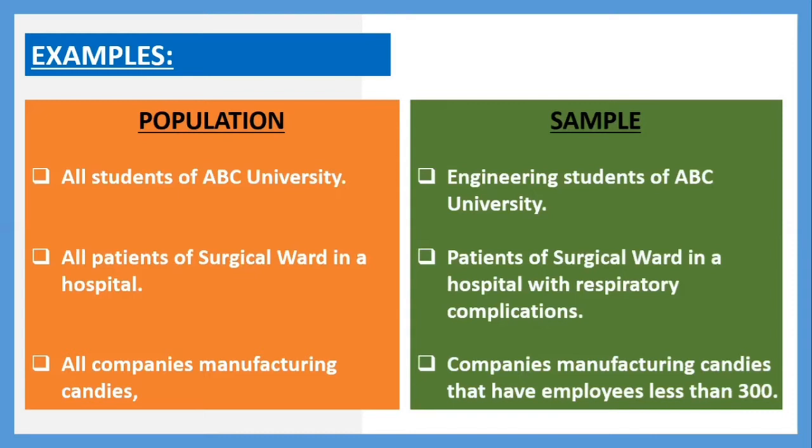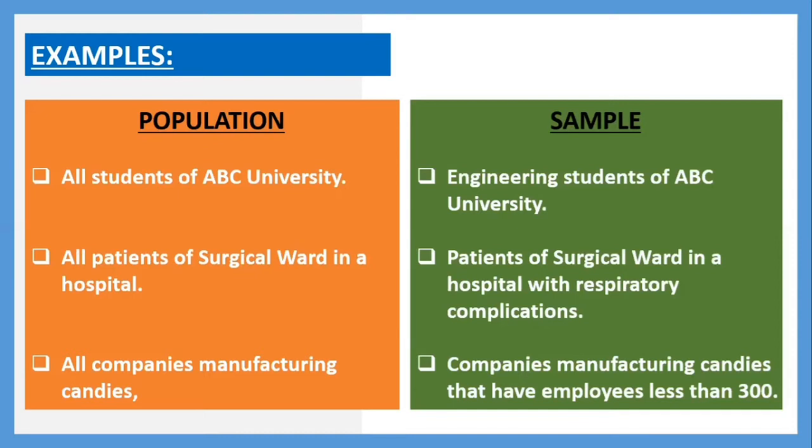Another example would be all patients of surgical ward in a hospital. And on the sample example, patients of surgical ward in a hospital with respiratory complications. So out of all the patients in the surgical ward, you actually categorize the illness of the patient. So in order to make it a sample example, patients of surgical ward in a hospital with respiratory complications or with COVID-19 complications.